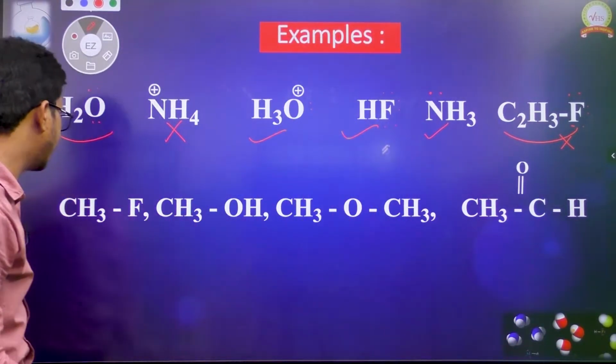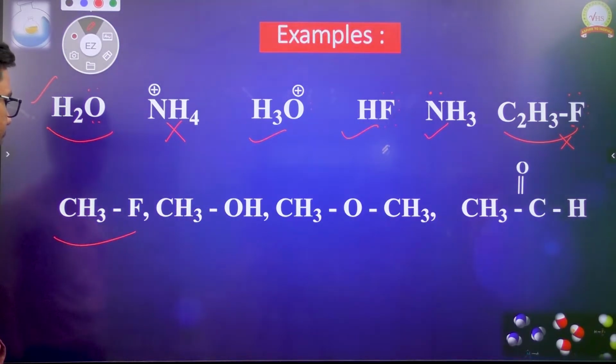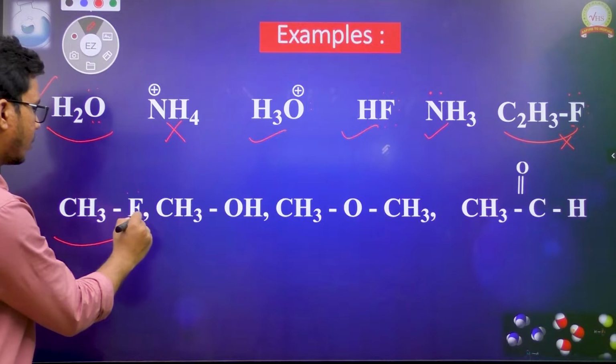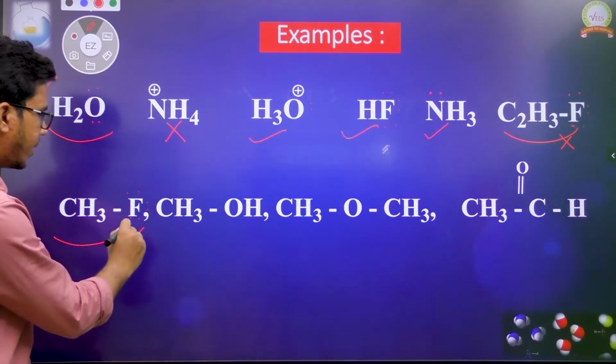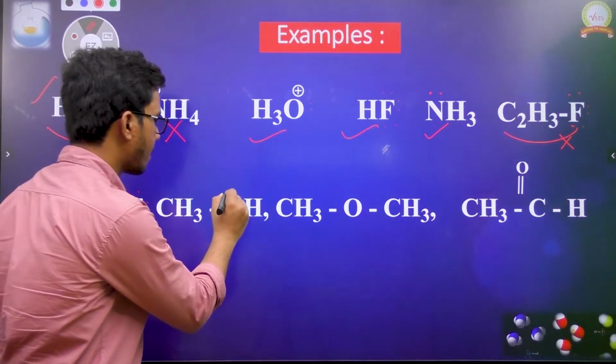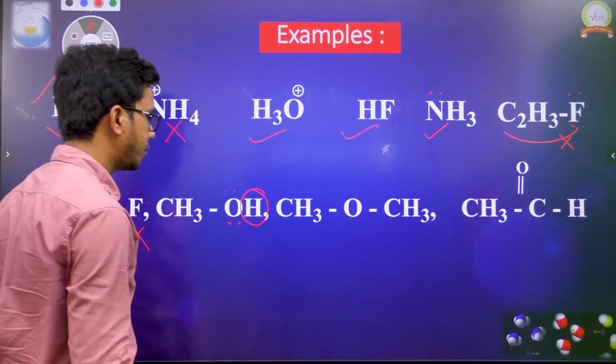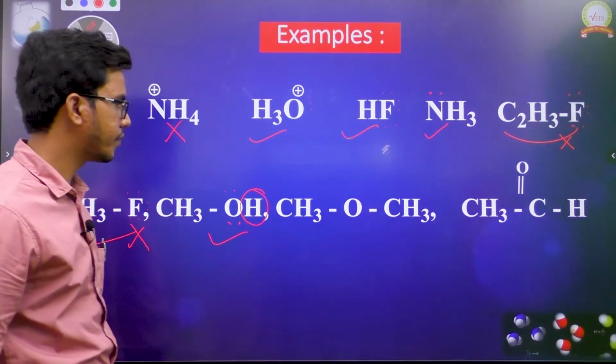Now let us take this one, right? It is also similar to this one only. Fluoroethane, this is fluoromethane. Here also we have only acceptor units, right? But not donating units. If you take methanol, alcohols, what do we have? We have acceptor units and we have donating units, hydrogen over there. That's why it can readily form hydrogen bonding.